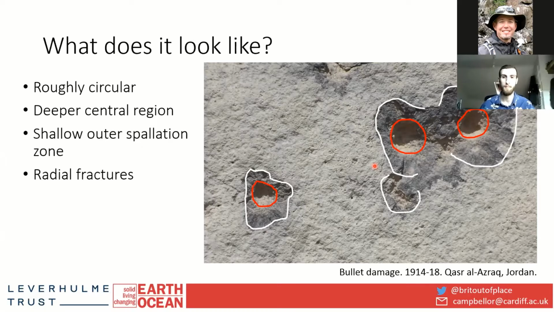Shrapnel impacts have a non-uniform shape and an unstable flight path. They're tumbling, and they're essentially treated as random flight paths. And so this leads to a lot of variation in the impacts that shrapnel causes. But common to both of them is radial fractures emanating from the central region, a bit like spokes of a bike wheel.